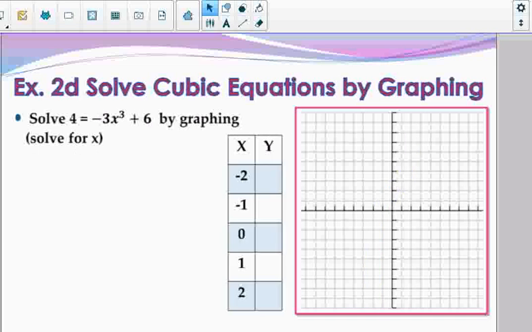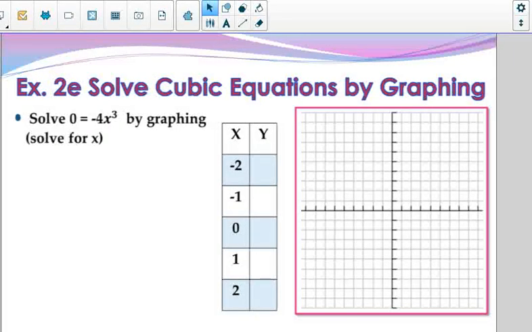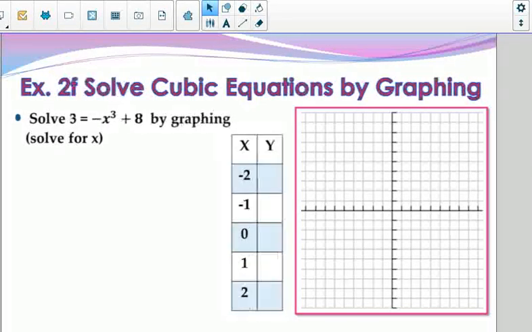You can try this next one yourself for extra practice, as well as 2e. And we'll do 2f for one more example here. First off, we need to get this so it's equal to 0. So I need to subtract 3 on both sides. So I have a negative x cubed plus 5. Now I can make this equal 0.